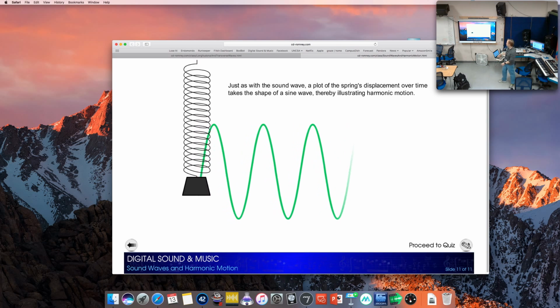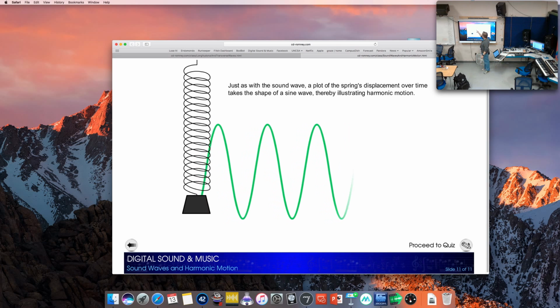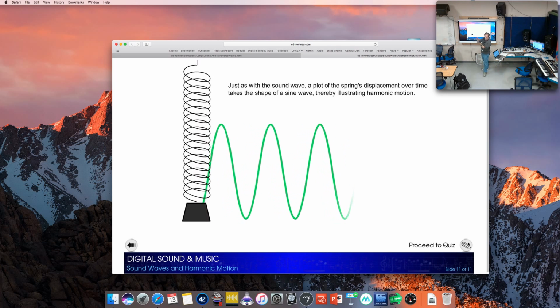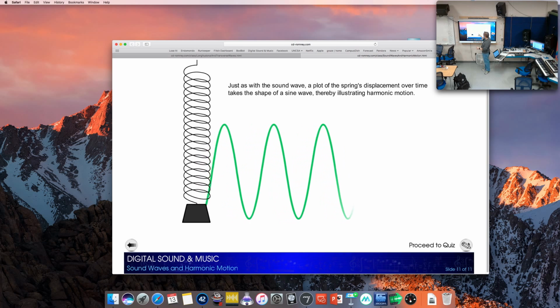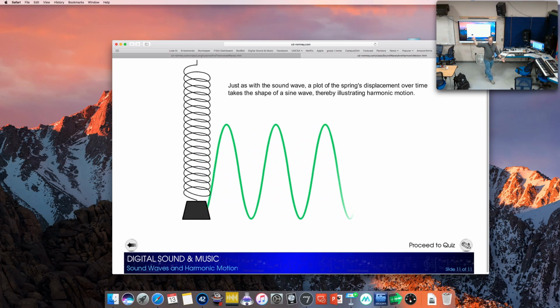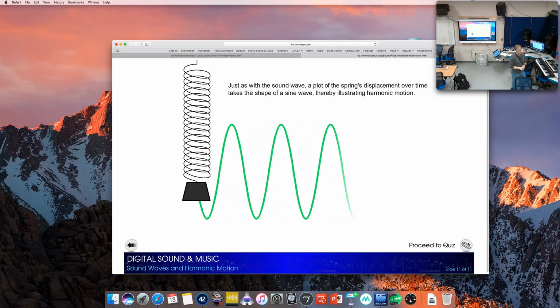It's converting that to a graph that shows you that, when the line goes up to the top, that means the slinky was close together. When the line goes to the bottom, that means the slinky was stretched far apart.